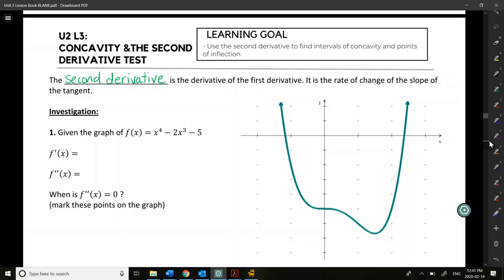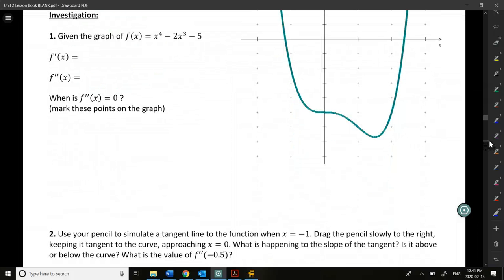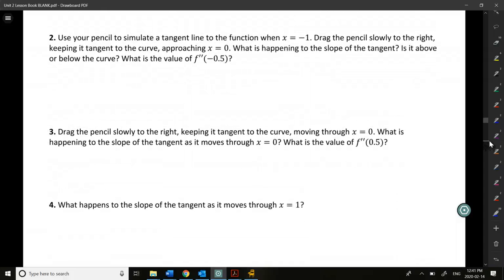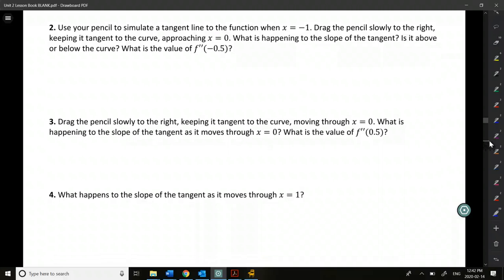Okay, I'm going to give you a couple seconds here. I want you to fill out the first couple little things in this investigation. Find f prime at x, f prime prime at x, and see if you can figure out when f prime prime at x is equal to 0, and mark the points on the graph. Then go through 2 to 4 and see if you can make some kind of conclusion for each of these. I'll give you a few minutes to do that, work with a partner, and then we'll take it up.